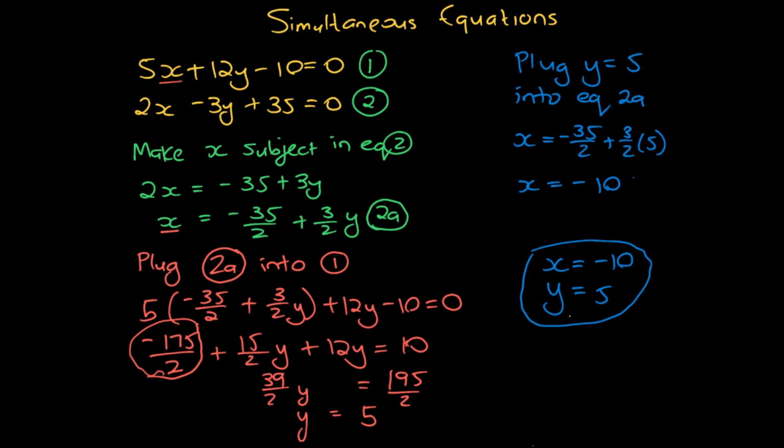You can check your answer by plugging it into the original equations and seeing that the equations are valid. So if you plug in x equals minus 10 and y equals 5 into the original equations, you should be able to get the equations equal to 0. I've just checked it and they both work.